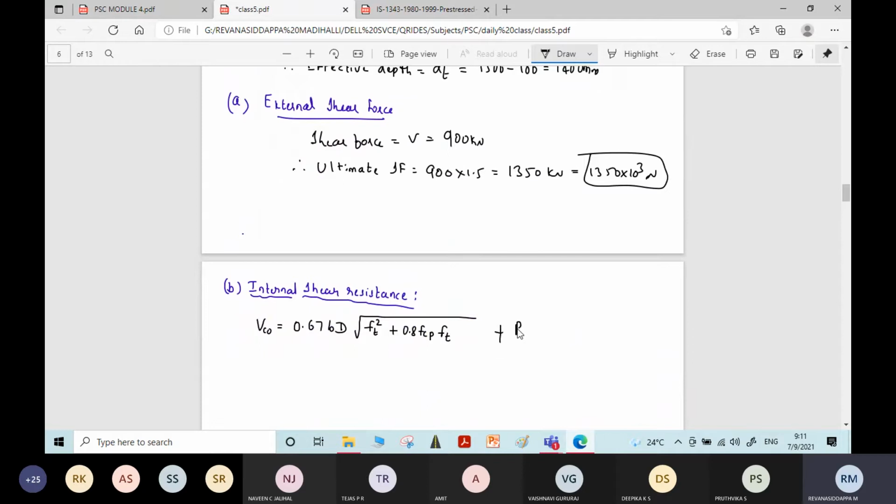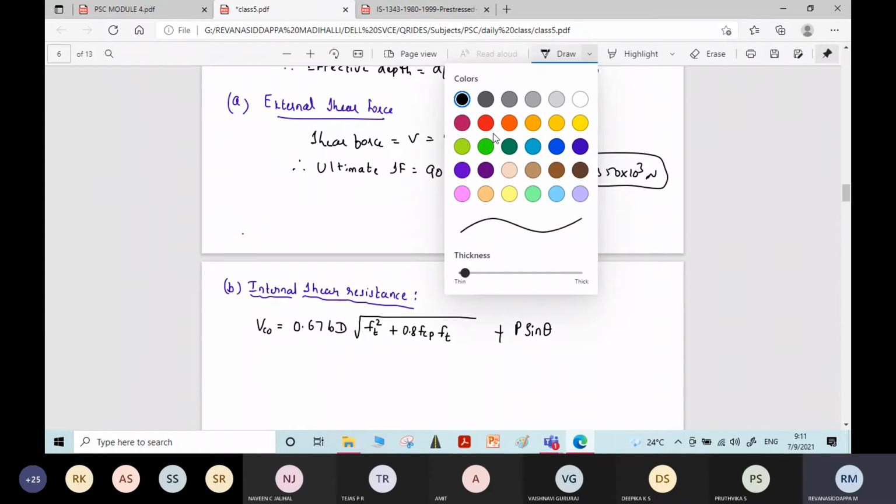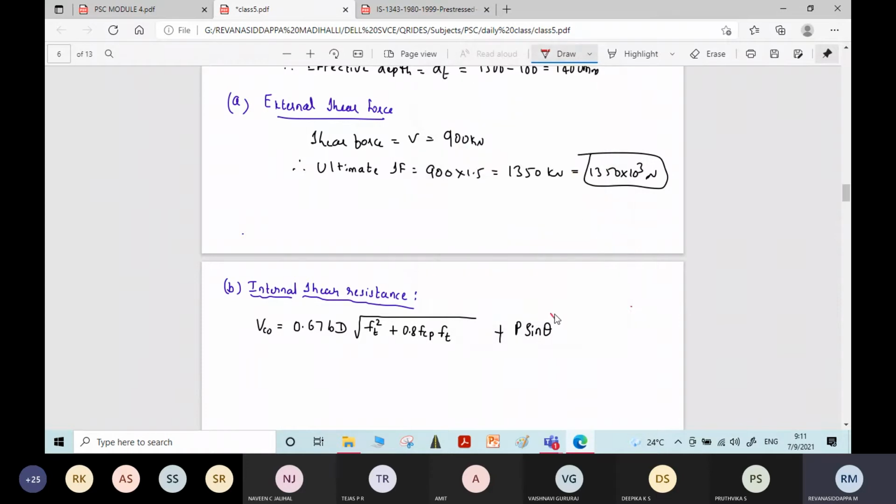the vertical component of the pre-stressing force. Remember, this is important for a parabolic cable. Don't forget. Whatever formula is given in the code book, it is for a straight cable. For a parabolic cable, along with that expression, we need to add the vertical component of the pre-stressing force, that is P sin theta.